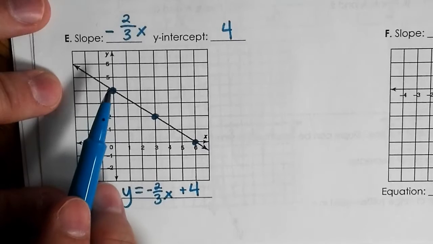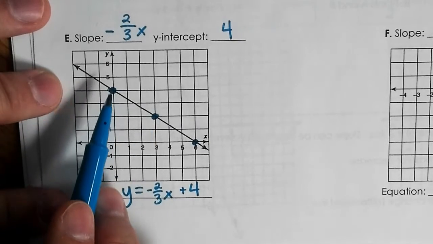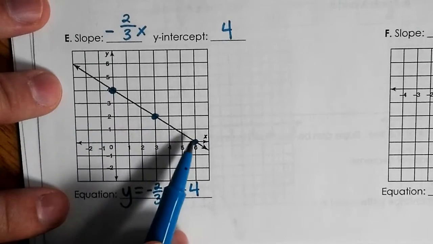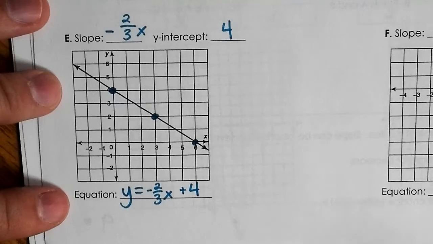Does that make sense? From this dot to this dot, I went down 2 and I went right 3. Same thing goes to the next dot. I went down 2, right 3. Are we cool with that? All right, let's look at the last one, the very last one, and then we'll call it. We'll have a break here.